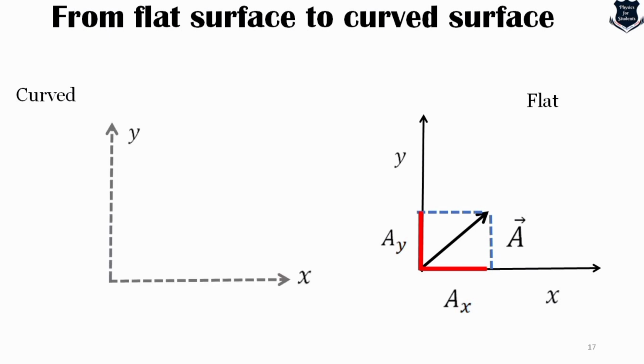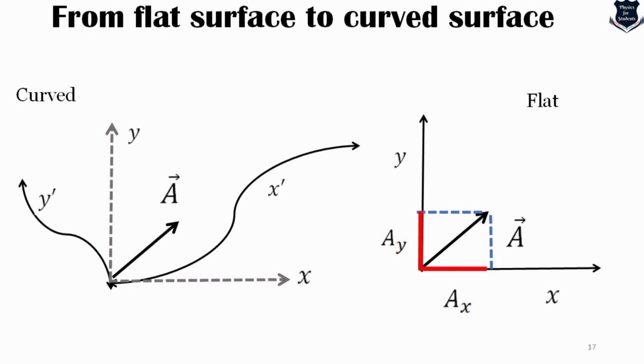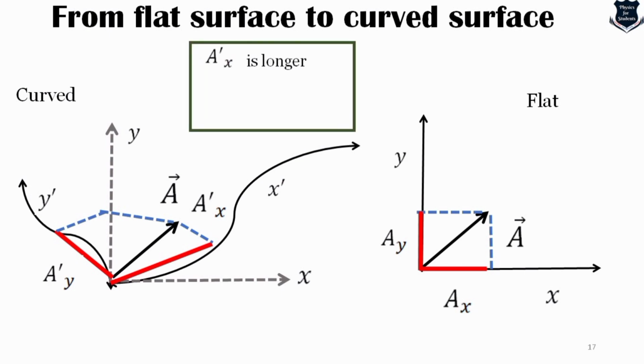Now this is the component of the vector marked in red. If I get into a curved surface, so I put this in xy and I get an x prime and y prime, right? And now I take the same vector A and I try to measure the component in the x direction, which is a prime x, and in the y direction, which is a prime y. Now see what happens: these are the lines which are joining. So a prime x, as you can see, is much longer than the flat one, and a prime y is also a little bit longer than the flat one, and A is invariant. That is, the vector doesn't change, right?